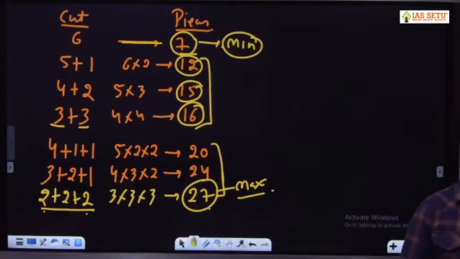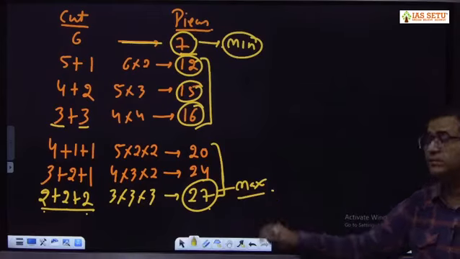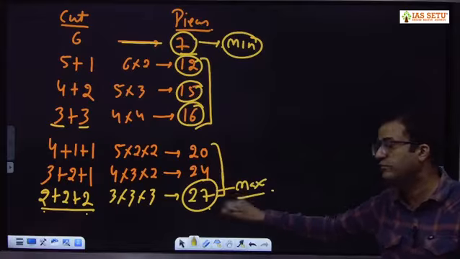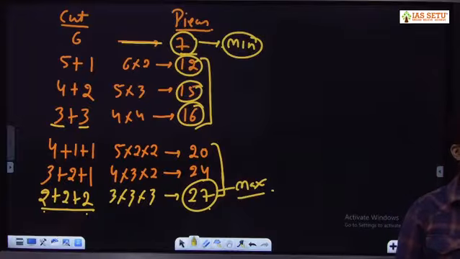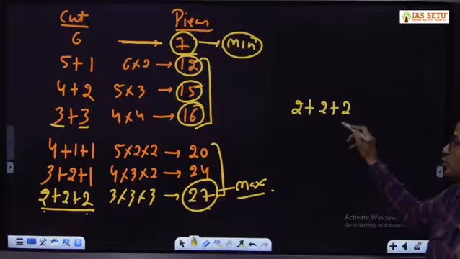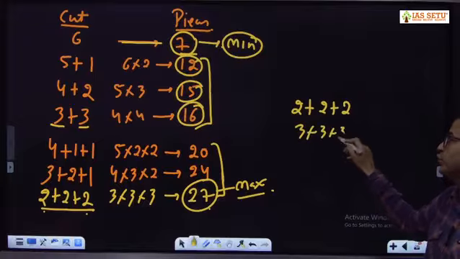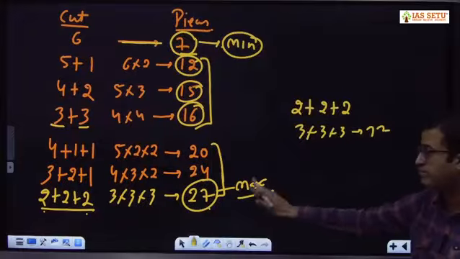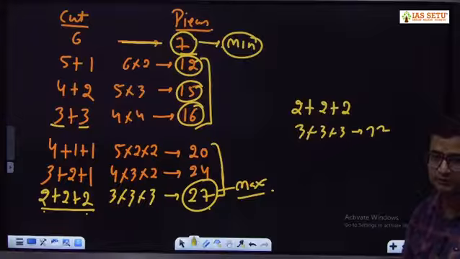So the point here: for maximum number of pieces, what is important? We have to use all 3 axes, and even across all 3 axes you can get 20, 24, 27. Distribution of cuts is also important. Your distribution of cuts has to be even. 2 plus 2 plus 2 gives you 3 into 3 into 3, 27. So with 6 cuts, minimum pieces 7, maximum pieces 27.